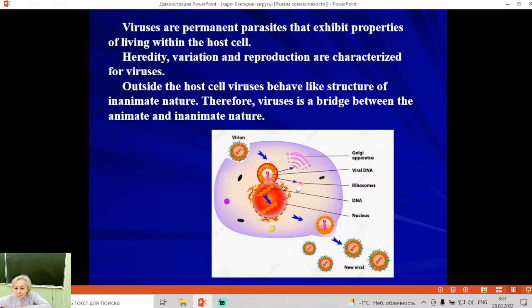Viruses are permanent parasites that exhibit properties of living within the host cell. Heredity, variation, and reproduction are typical for viruses. Outside the host cell, viruses behave like structures of inanimate nature. Therefore, viruses are a bridge between animate and inanimate nature.